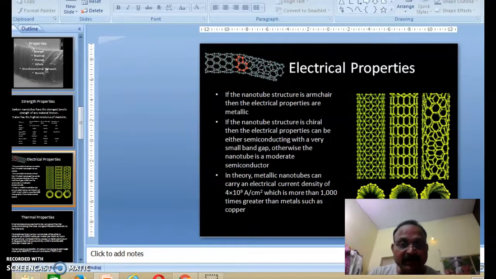Electrical properties. If the nanotube structure is armchair, the electrical properties are metallic. If the nanotube structure is chiral, then the electrical properties can be either semiconducting with a very small band gap, otherwise the nanotube is a moderate semiconductor. In theory, metallic nanotubes can carry an electrical current density of 4 times 10 to the power 9 amperes per centimeter square, which is more than 1000 times greater than metals such as copper.